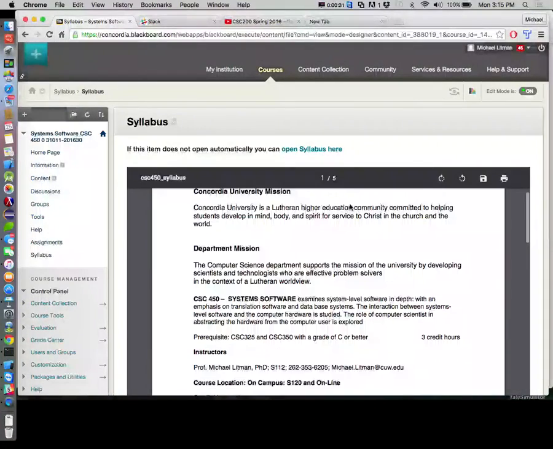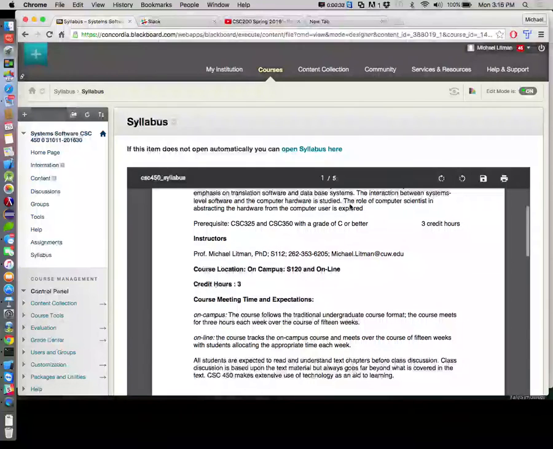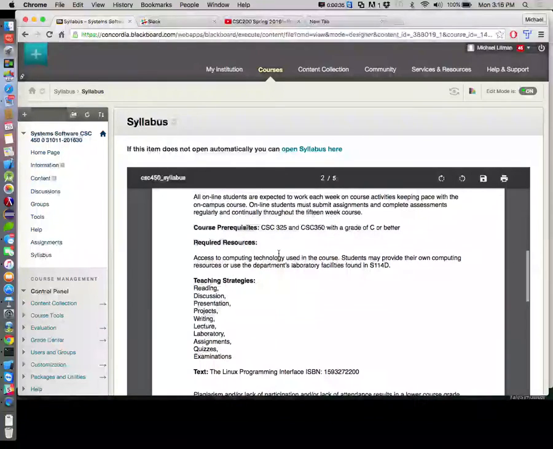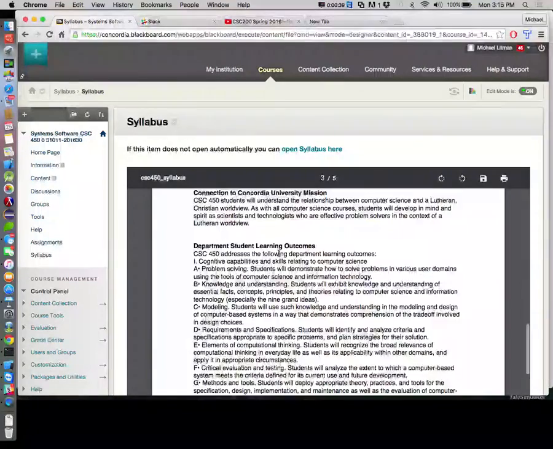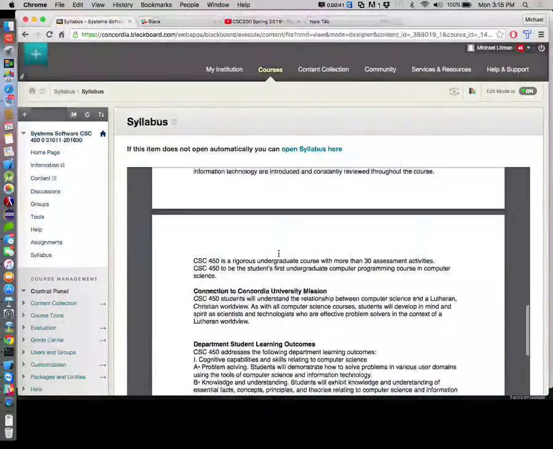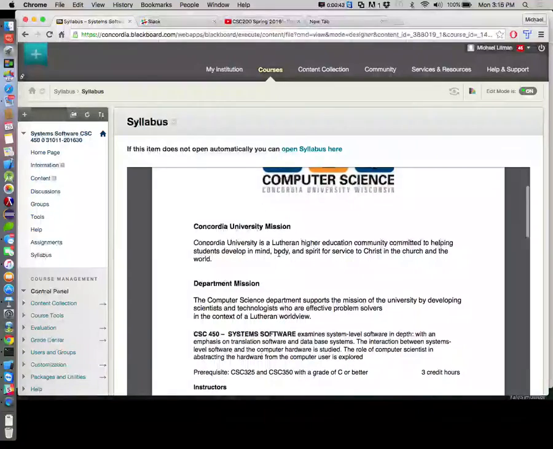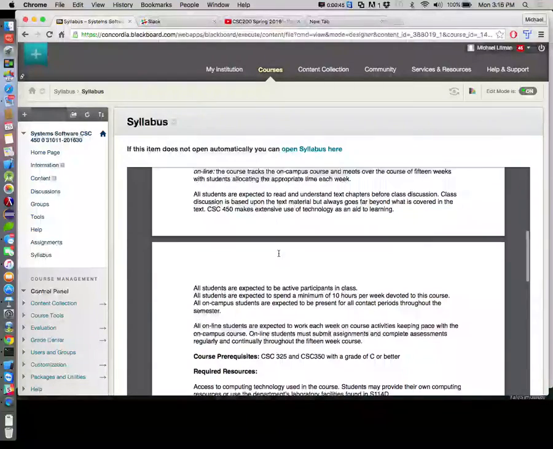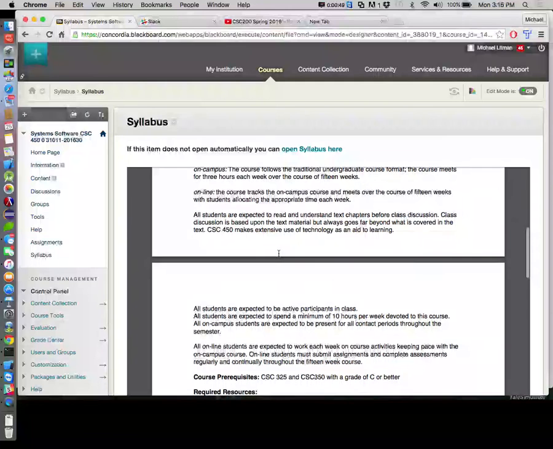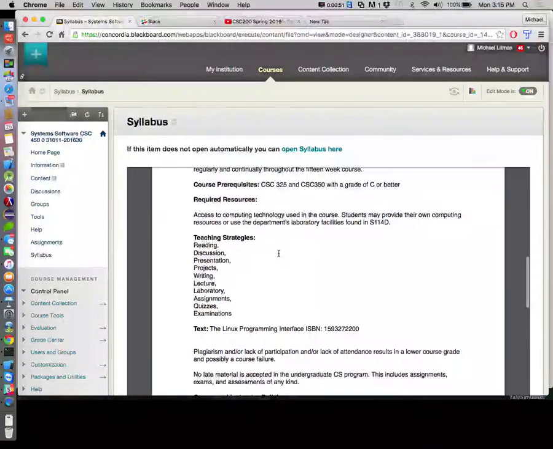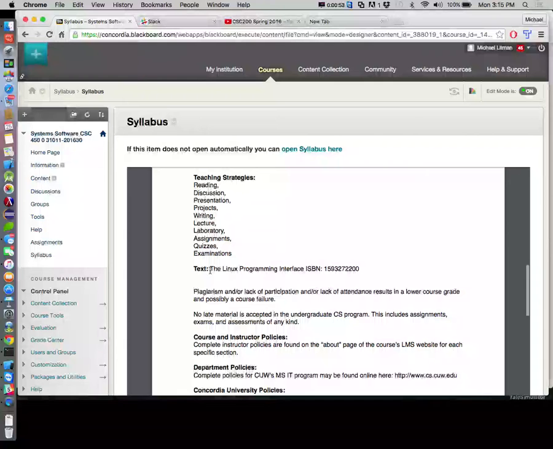You can order this or get it wherever you want. Where's this guy? Passed it. The Linux programming. Whoa. They passed it? Yeah. There it is. Where? No. Ah, the Linux Programming Interface.